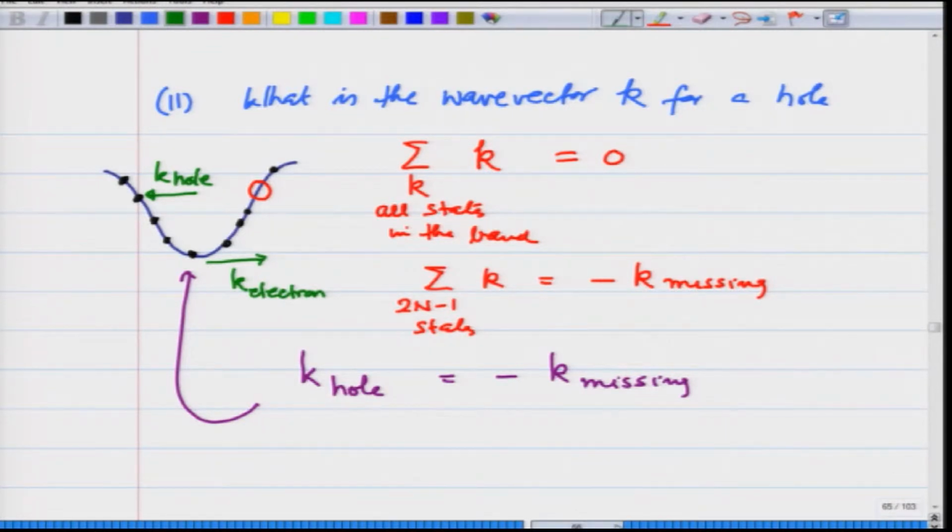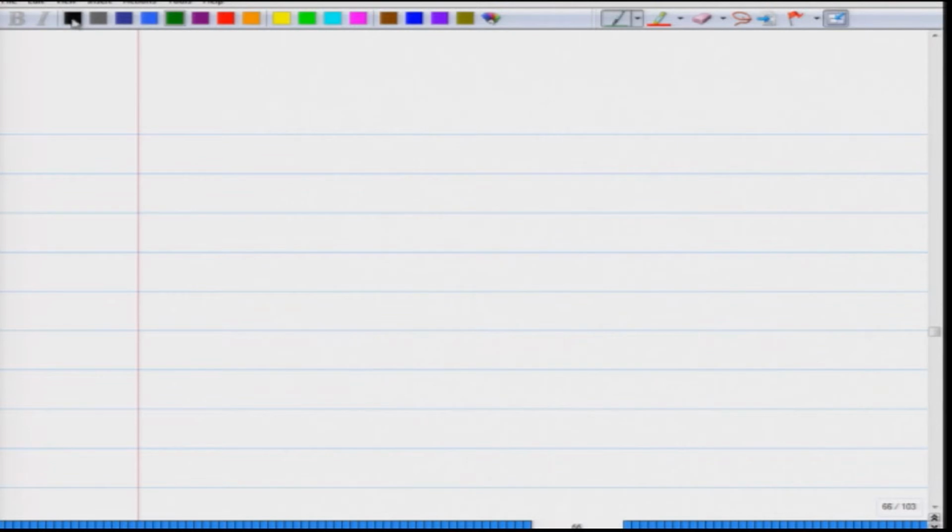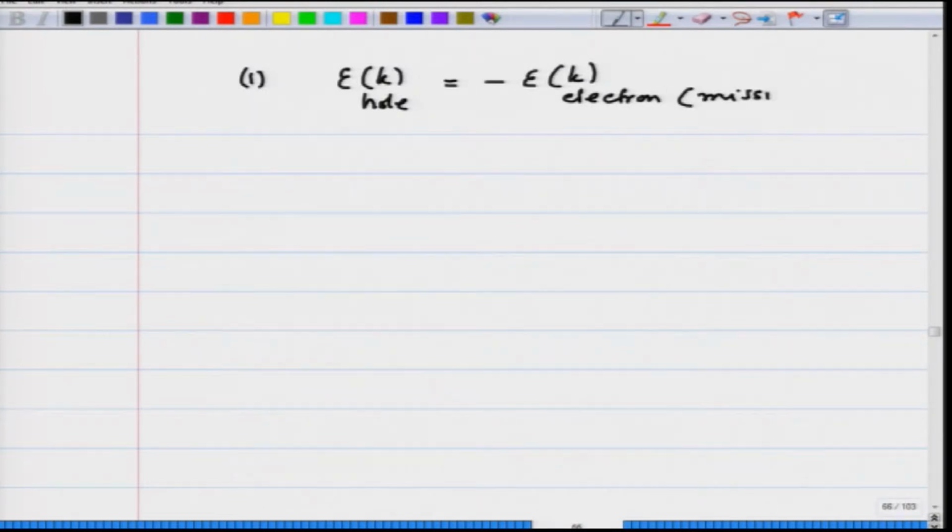So, taking point 1 and point 2 together, point 1 was that E k of hole is equal to minus E k of the electron missing, and k of hole is equal to minus k of the electron that is missing.